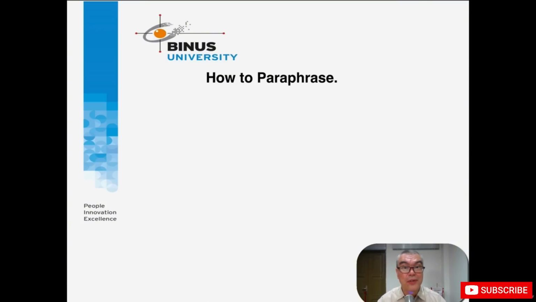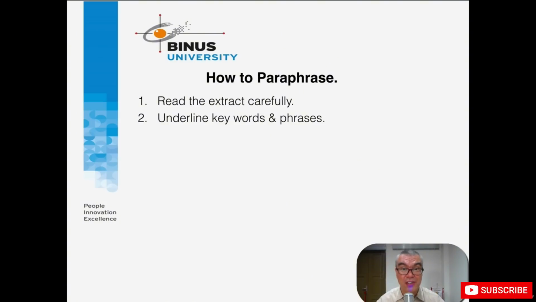Okay, so let's talk about how to paraphrase, and here I'm going to suggest a number of important steps that are involved in the process of paraphrasing. So let me go through these with you. Step number one, of course, begins with reading, and you need to read the original text from the book or from the journal article very carefully and in detail. Once you have read it and you understand the point, then you need to identify the key words and phrases that are used in the text.